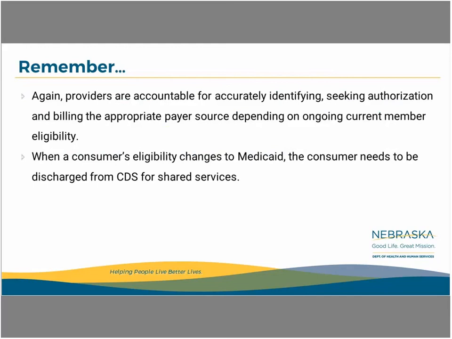So a couple of reminders. Again, providers are accountable for accurately identifying and seeking authorization and billing the appropriate payer source depending on ongoing current member eligibility. So be checking that C1 line, the NIMS line, talking with the consumers, and then this will be a secondary or tertiary ability to check on that consumer eligibility.